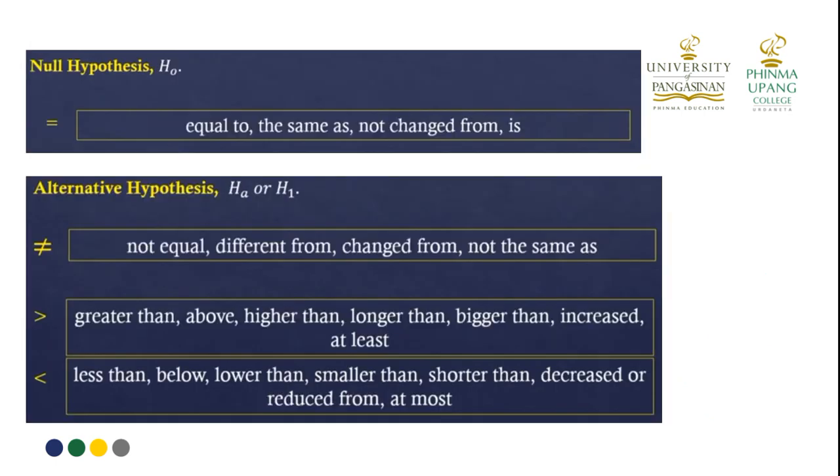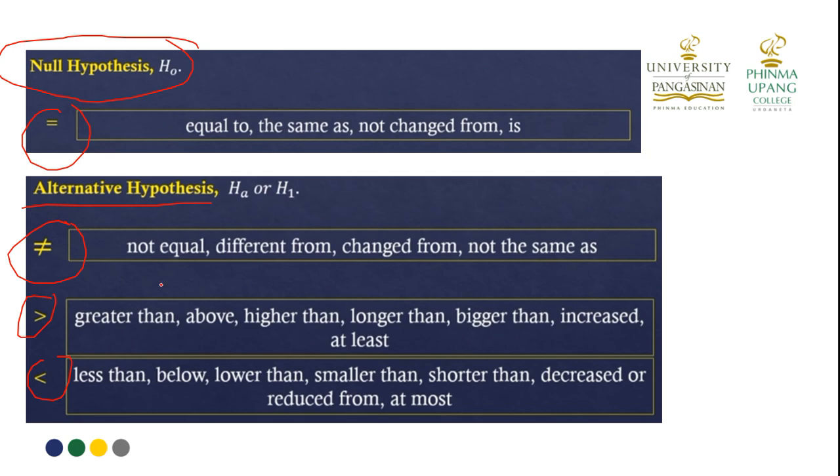Okay? Next, so these are the symbols again for null hypothesis. Let's have a quick review. Null hypothesis, H0, equals lang po siya. And when it comes to alternative hypothesis, the symbols are not equal, greater than, or less than.